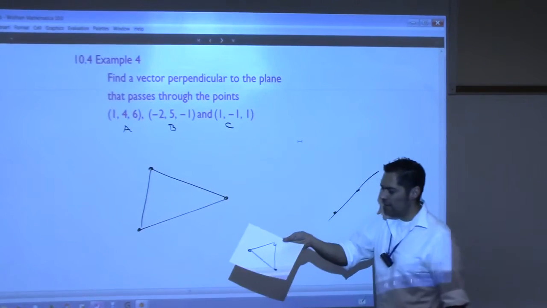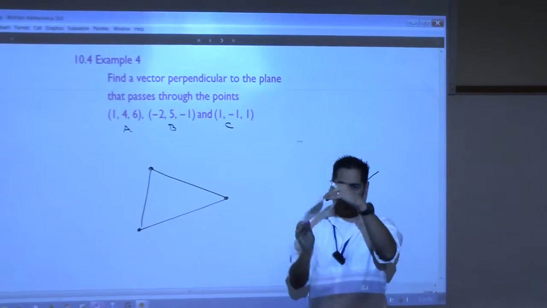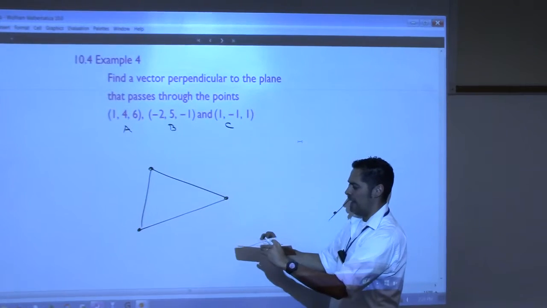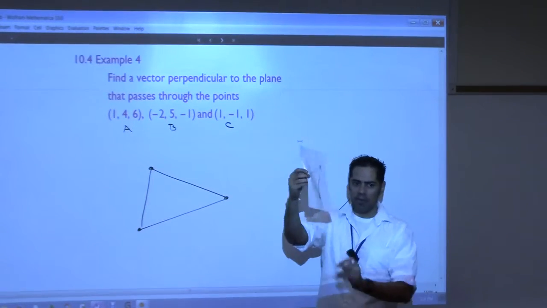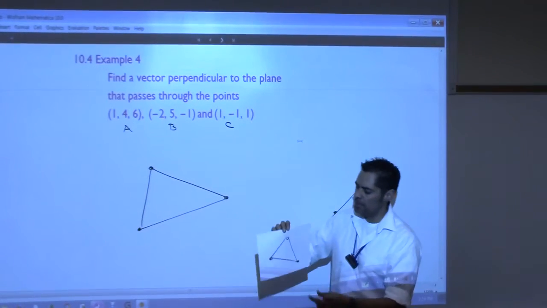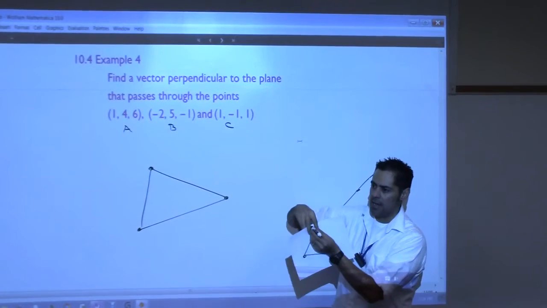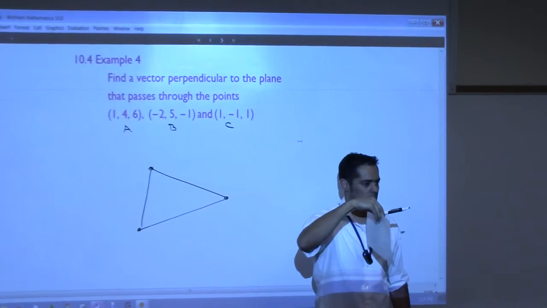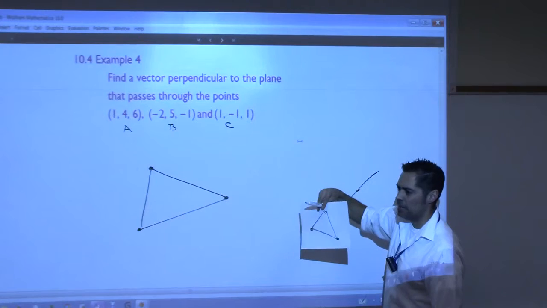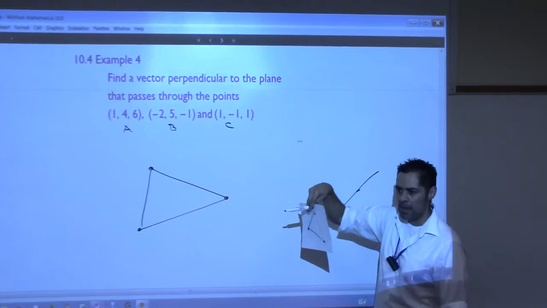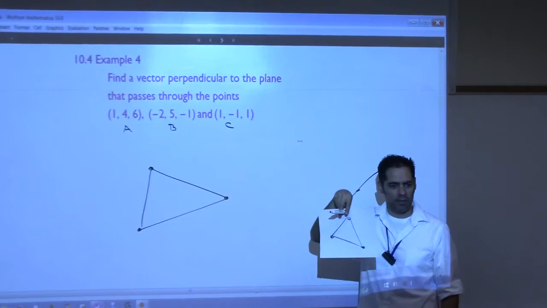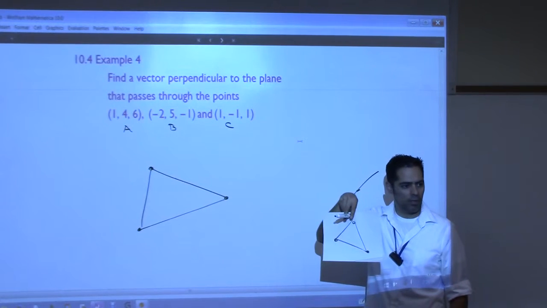I want you to take that plane, which is sitting somewhere. I don't know how it's oriented. It's not necessarily flat or this way, it could be anywhere, right? I want you to give me a vector that's popping out of that thing that's perpendicular to it. So how could you give me a vector, any vector you could think of, that would pop out of that plane and be perpendicular to the plane? How could you do it?